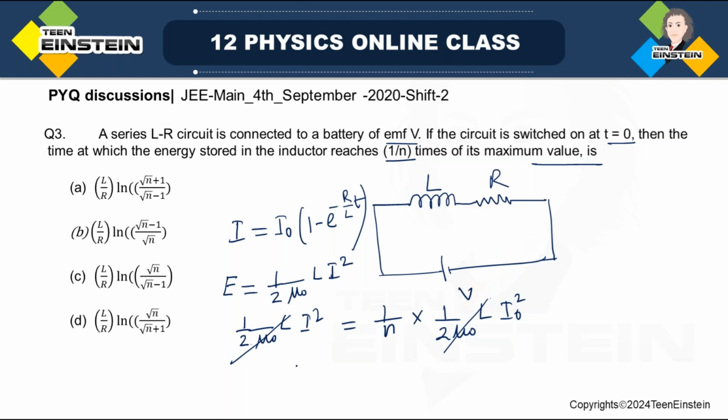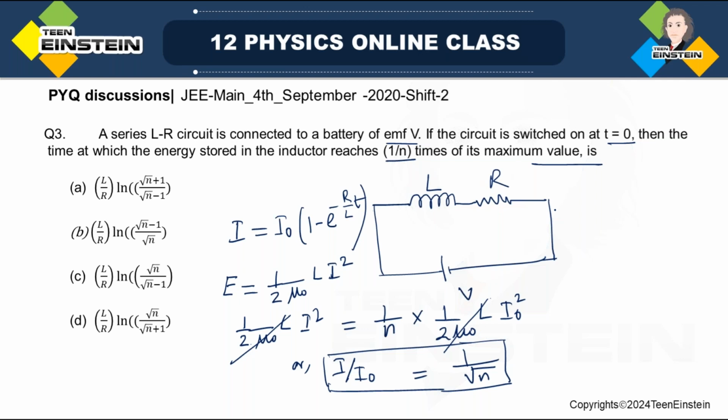So what we have here is, I can find out what I by I0 is. I by I0, I will be able to find out, that is 1 over root over n. This is the information I can extract from the information given here. 1 by n times the maximum value of the energy stored in time t, let us say.